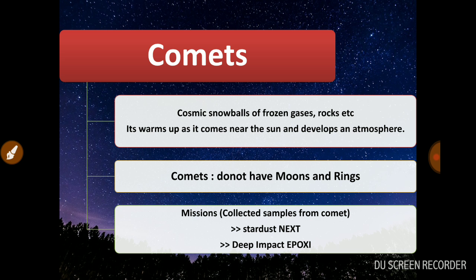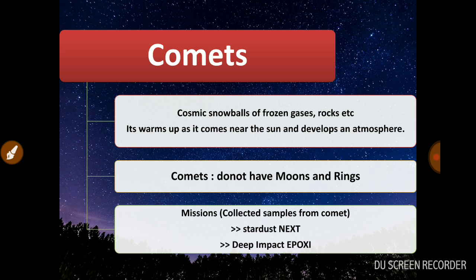Then we talk about the comets. Comets are cosmic snowballs of frozen gases, rocks, etc. A comet warms up as it comes near the sun and develops an atmosphere. That is the highlight of comets. And comets definitely don't have any moon or any ring.